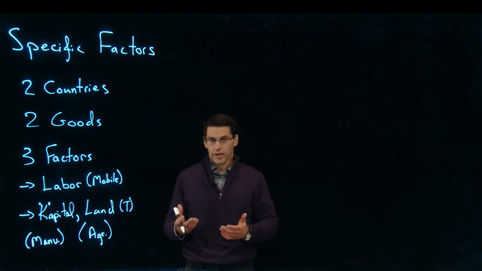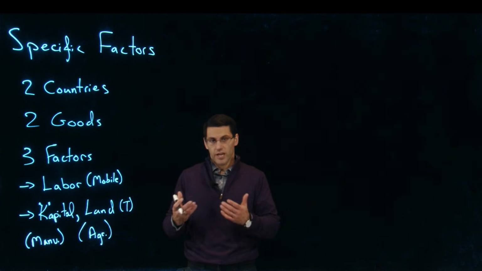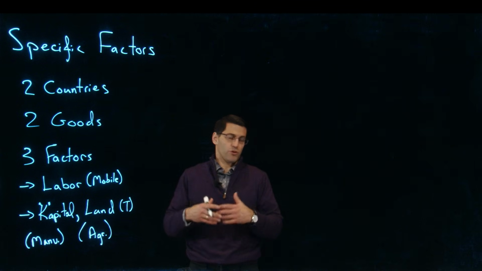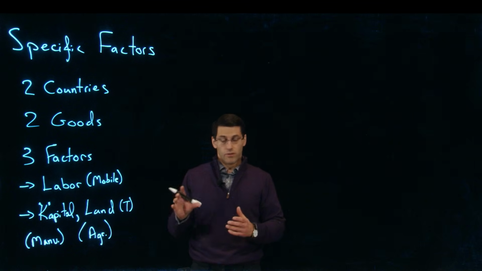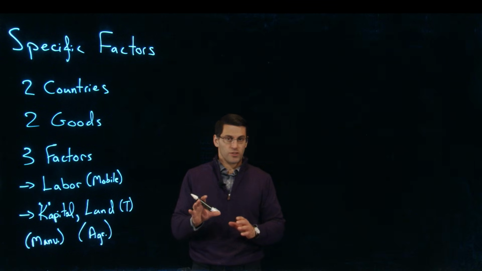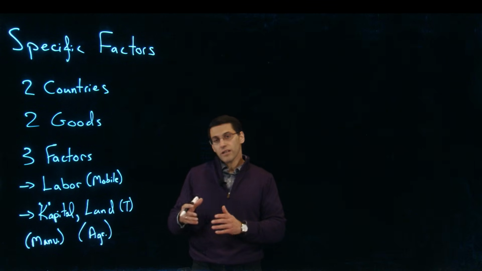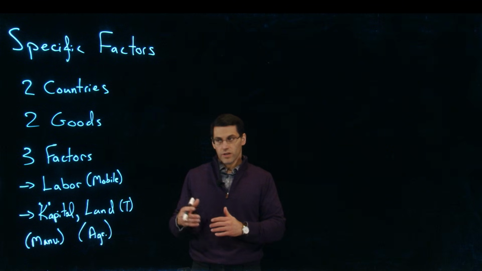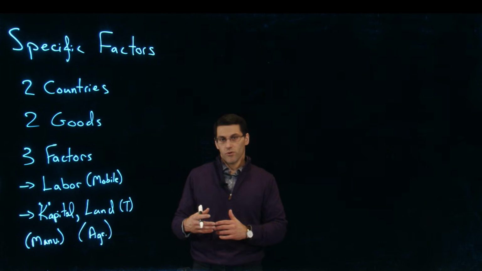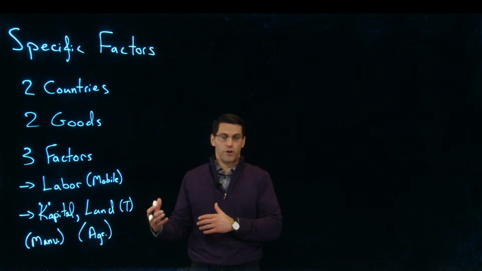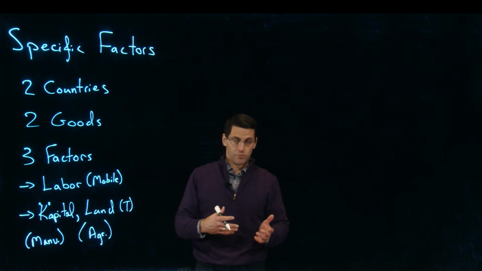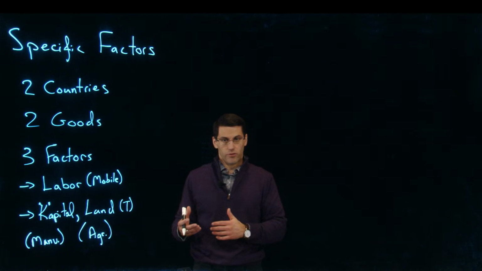So why are we bothering with this specific factors model if we're not going to get a new insight as to what the source of the gains from trade are and what determines the patterns of trade? Well, what's nice about this model, with our three factors and having some of the factors specific to certain industries, is that, unlike the Ricardian model, we can now generate some predictions about which factors, or which owners of certain factors of production, win when we open up to trade and which ones lose. And I didn't get that in the Ricardian model.